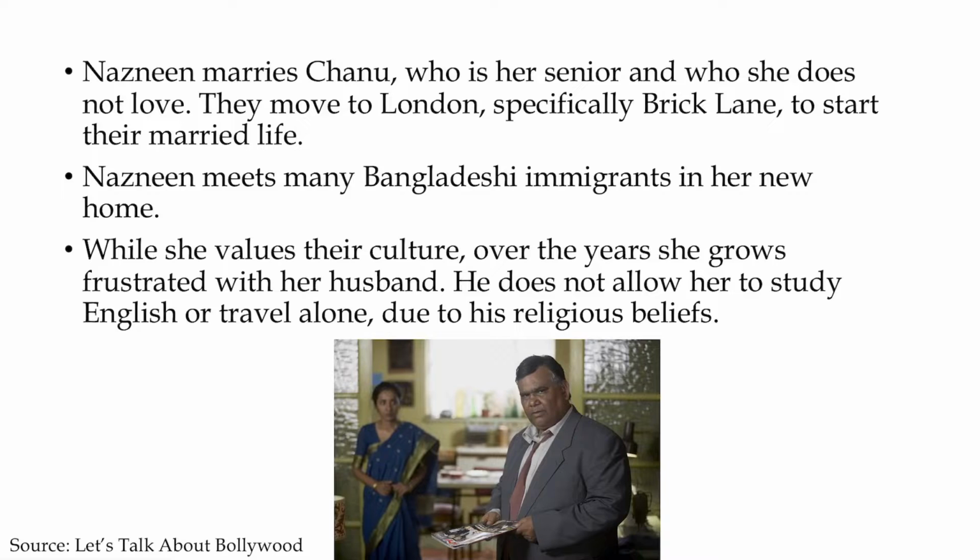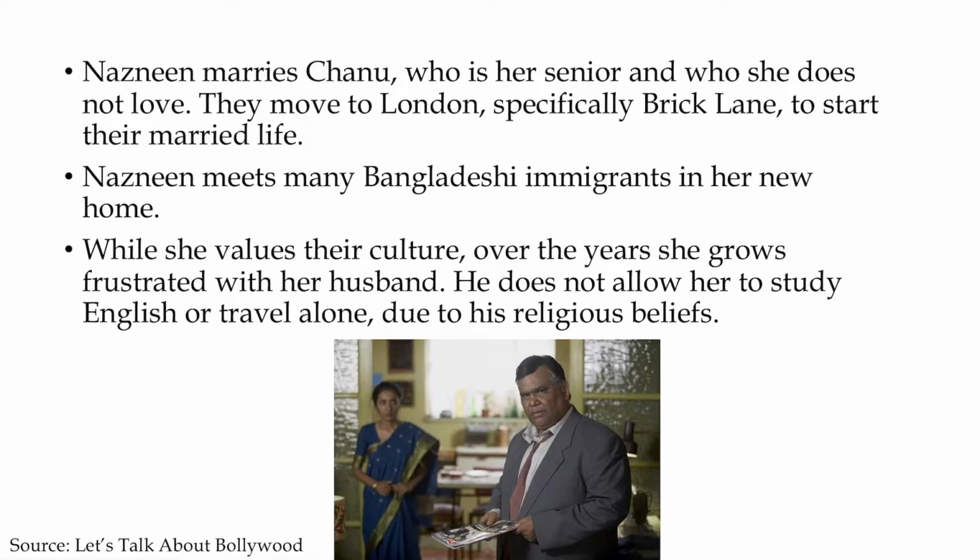In many ways, Nazneen is treated as a commodity in this exchange. She has no say in this marriage. However, she is a very obedient daughter, and she moves to London with her new husband, specifically to Brick Lane, to start married life.